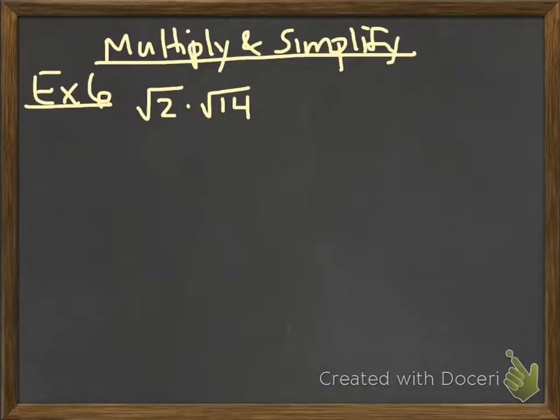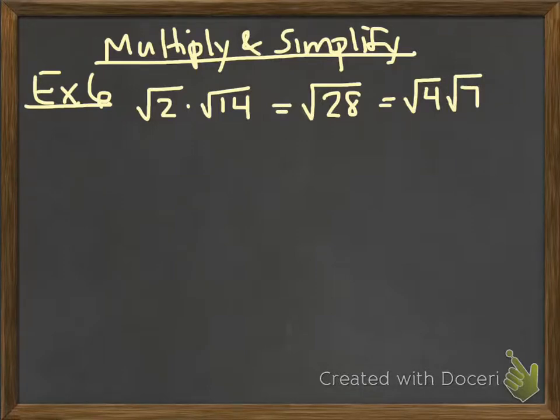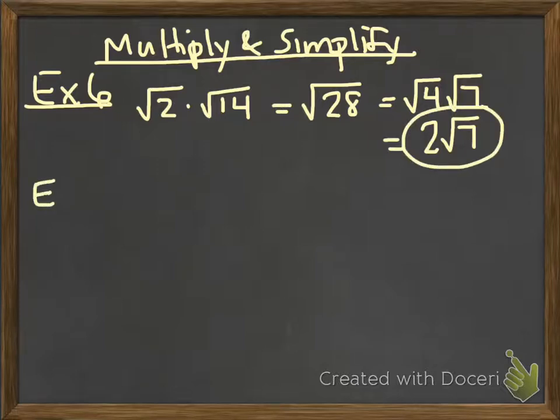Okay, on these problems, you're going to have to multiply and simplify. So example 6, square root of 2 times square root of 14 is the square root of 28. And there is a perfect square that goes into 28. The largest perfect square that goes into 28 is 4. 4 times 7 is the 28, or radical 4 times radical 7 is radical 28. The square root of 4 is 2, and you can't take the square root of 7, so the answer is 2 radical 7.